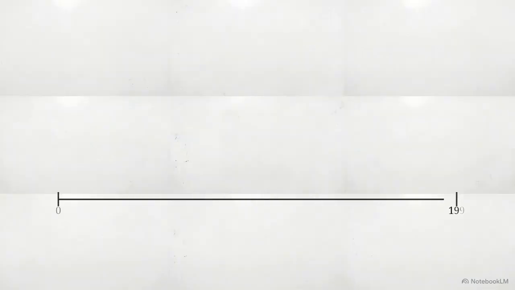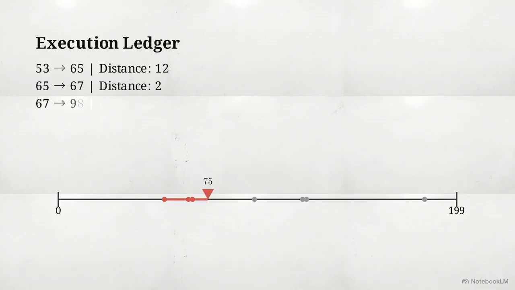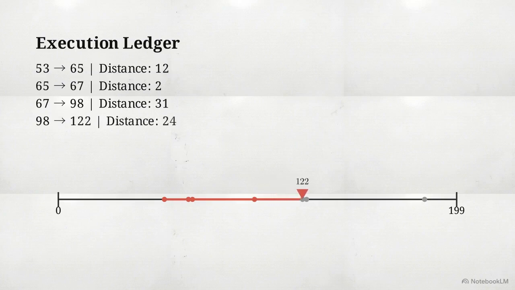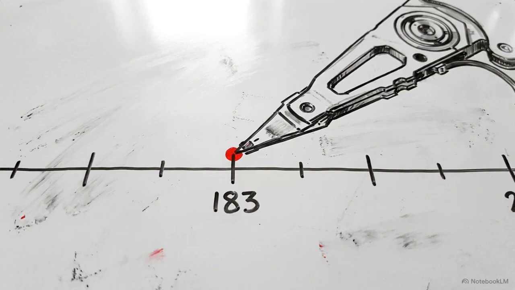Watch the execution track as we log the exact distance between cylinders. The arm shifts from 53 to the first request at 65, moving 12 cylinders. It steps forward to 67, adding 2 cylinders. The head sweeps out to 98, a distance of 31. Continuing right, it reaches 122 for another 24 cylinders. A minor adjustment to the adjacent track at 124 yields a distance of 2. Finally, the arm executes a longer sweep to 183, adding 59 cylinders to the ledger. Cylinder 183 is the last requested data point on this side of the disk.